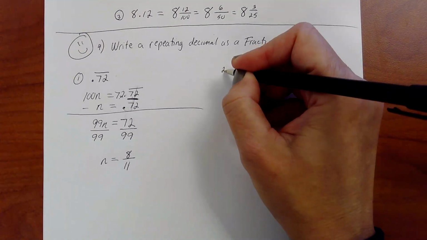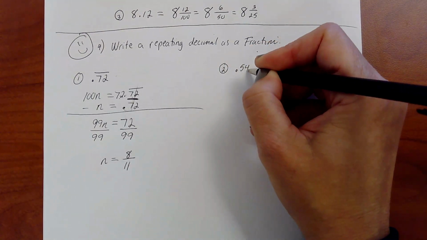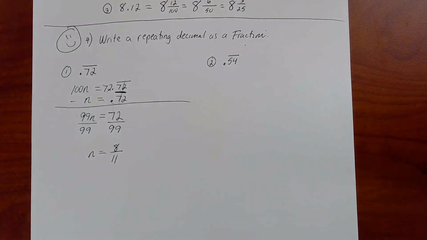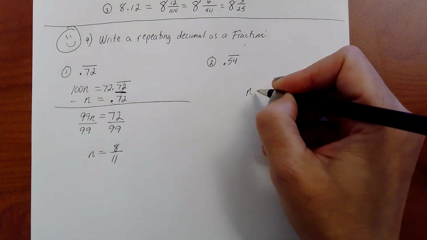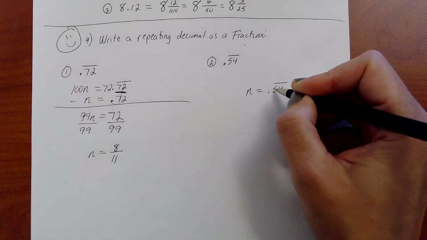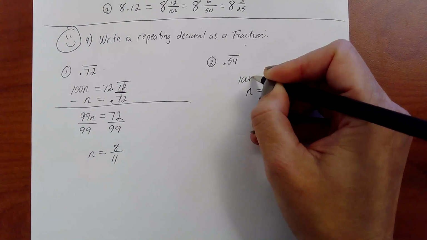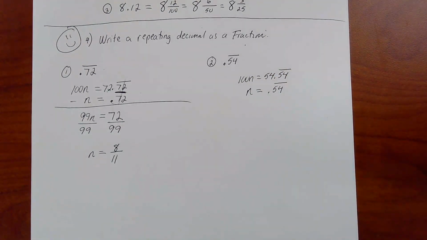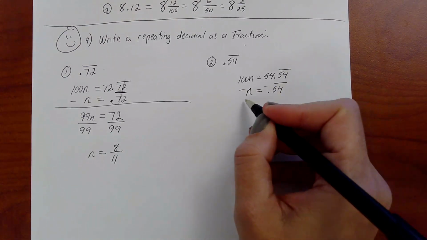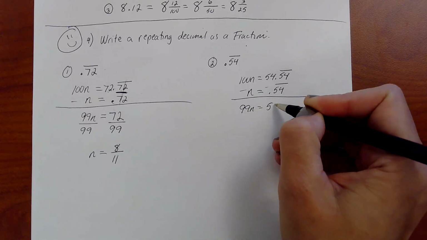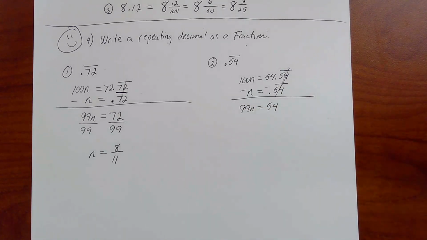All right, let's try another one. How about 0.54 repeating? All right, I can pause. We can try it. All right, so hopefully you said n equals the repeating part. This is two numbers again. So again, 100n is going to be 54 and the repeating part. Subtract these two things off. So we got 99n equals the 54, right? This part's gone.